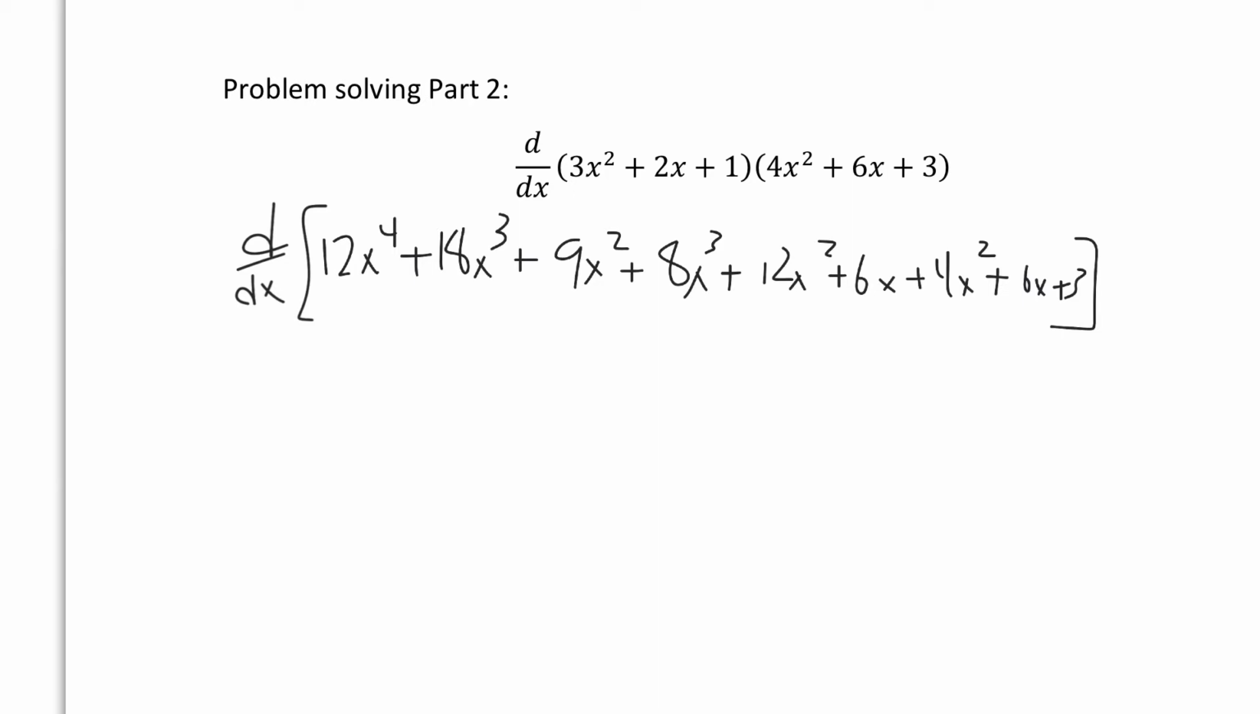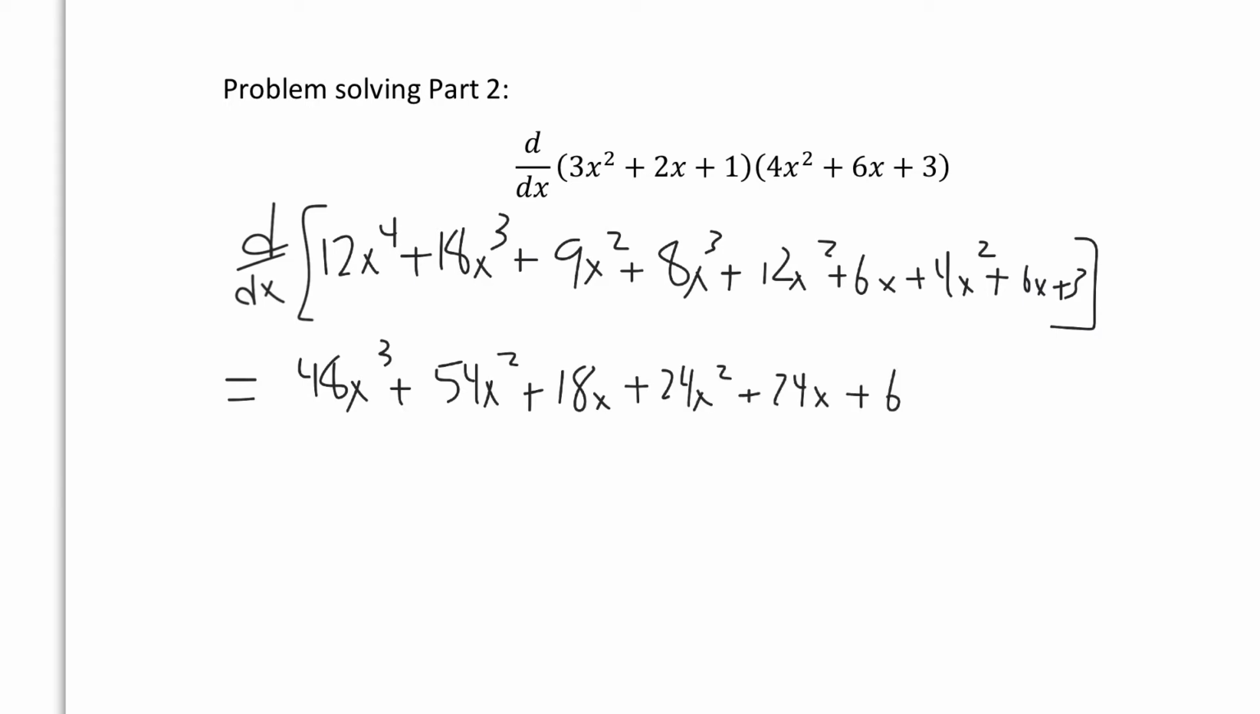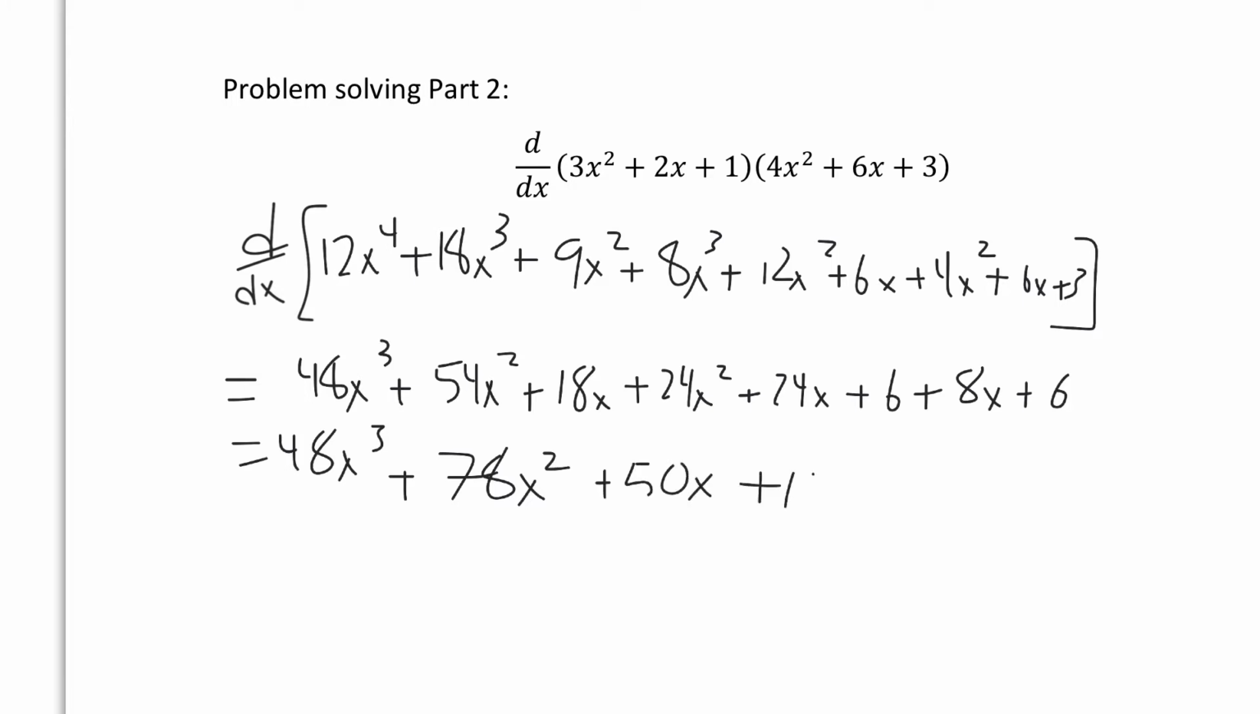Now we can go ahead and just do the derivative of each one of those. So we just do term by term. The first one will give us 48x cubed. Then we'll get 18 times 3, so 54x squared, 18x, 24x squared, 24x, 6, 8x, and 6. So we can combine some of those terms. We have a 48x cubed plus, well, the 54 and the 24 combine to give us 78x squared. The 18, the 24, and the 8 all combine to give us 50x, and then 12.